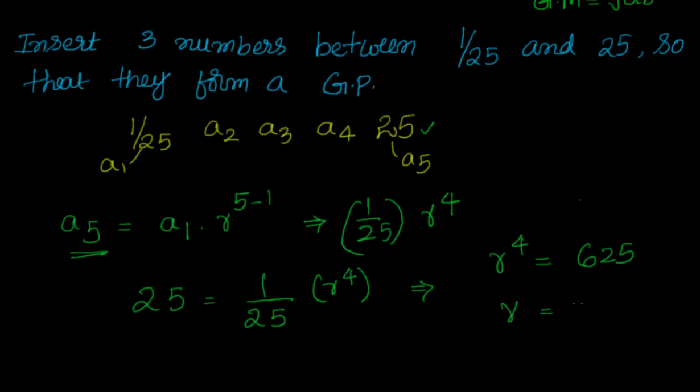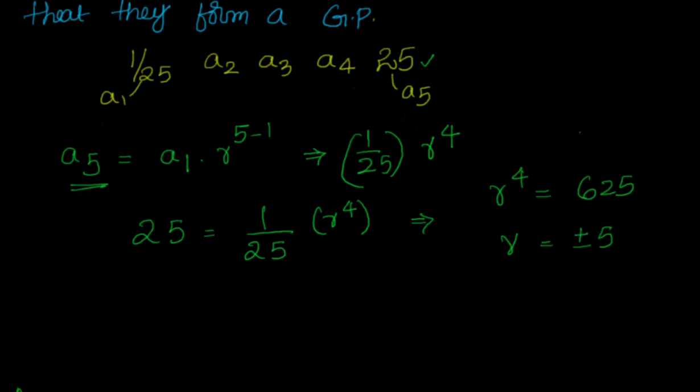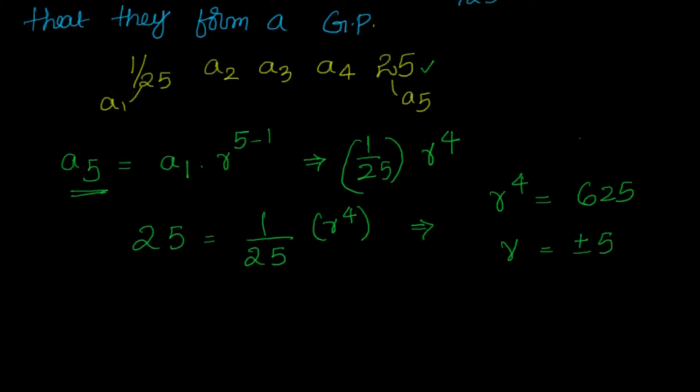That gives me r equal to plus or minus 5. So you can take plus 5 or you can take minus 5. Now you know a, you know r, you can find the values very easily. So what will be the numbers? The first number will be 1 by 25. We will consider first r equal to 5, and then r equal to minus 5.